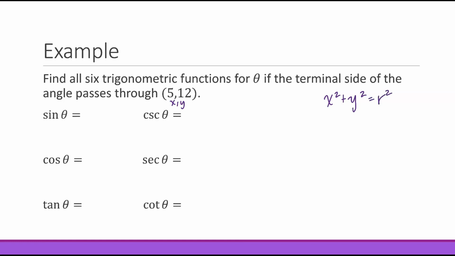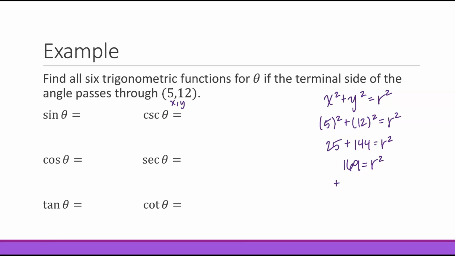So we're going to go ahead and substitute in 5 squared plus 12 squared is equal to r squared. So we get 25 plus 144 is equal to r squared. So 169 is equal to r squared.